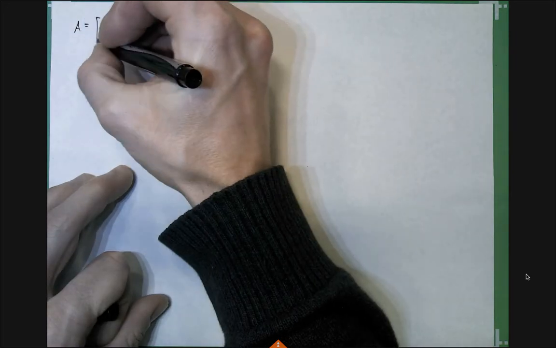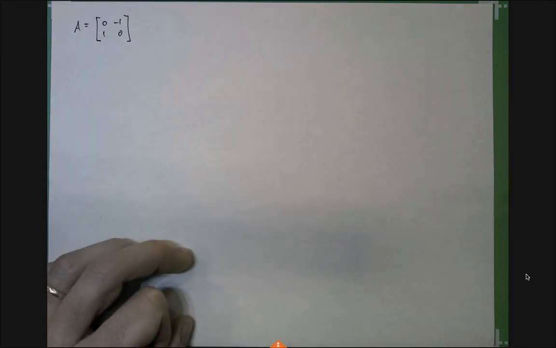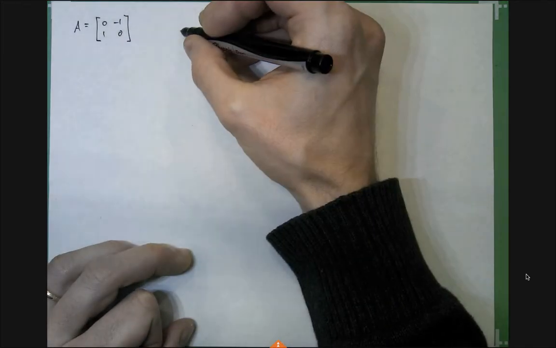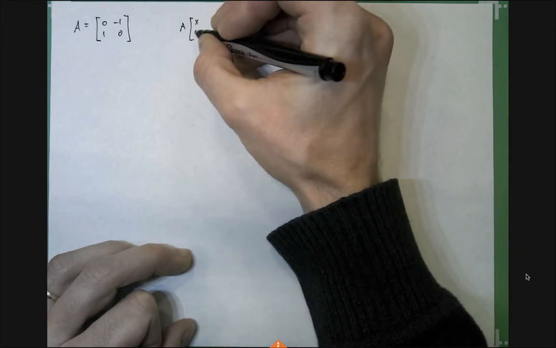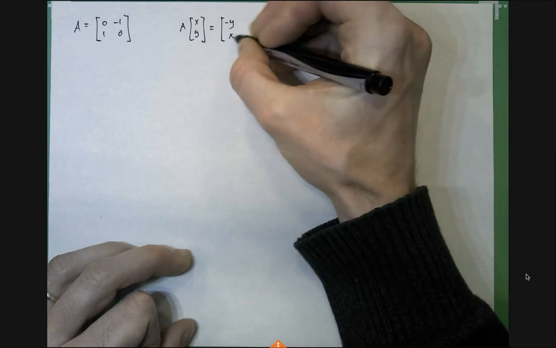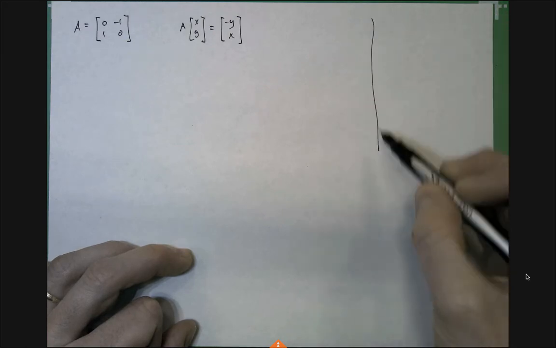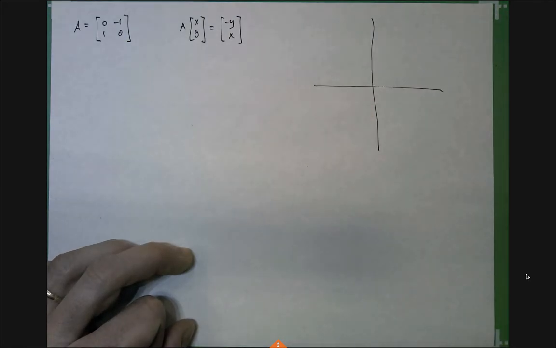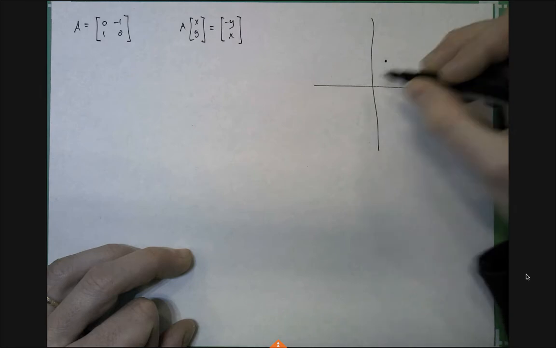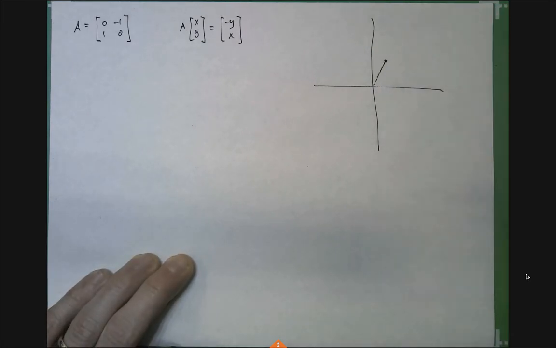So let's take a look at it. I'm saying that my matrix A is 0, -1, 1, 0. So how does the vector field look? If I apply the matrix A to some x and y, what do I get back? I get -y and x. So if I'm to draw this, for example, if I pick a point here, what vector will I get here?